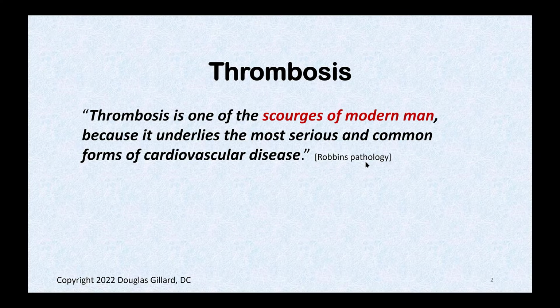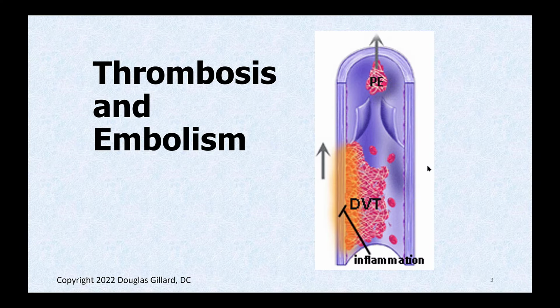So let's talk about thrombosis first. We've talked about it in lab this week, actually. Robbins has this, I don't know if it's a famous quote, but it's an interesting quote: thrombosis is one of the scourges of modern man, because it underlies the most serious and common forms of cardiovascular disease, and that is true, including COVID-19. It is a killer.